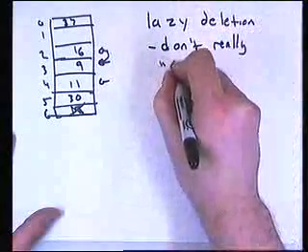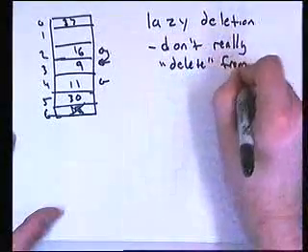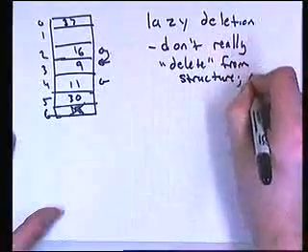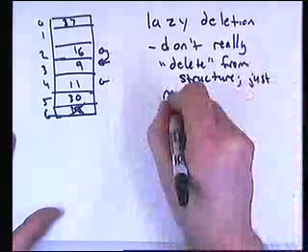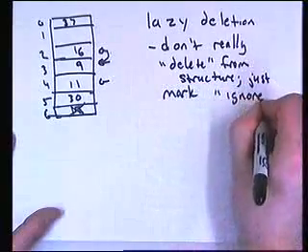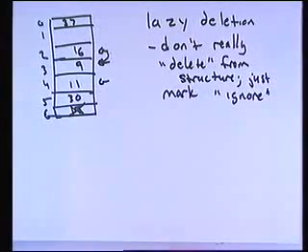Don't really delete from the structure, just mark it ignore. That is, what we're going to have is a flag in this cell that will simply mark it deleted. Hey, this cell isn't really, you think it holds a value, but it doesn't. Forget about it.